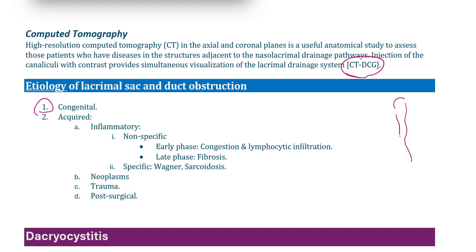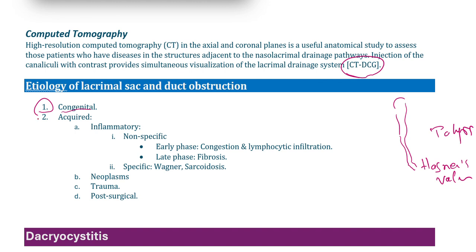The sac goes to the nasolacrimal duct, to the inferior meatus, and usually due to failure of recanalization at Hasner's valve. This gives rise to congenital nasolacrimal duct obstruction. Other nasal pathology, like nasal polyps, can lead to congenital nasolacrimal duct obstruction as well.